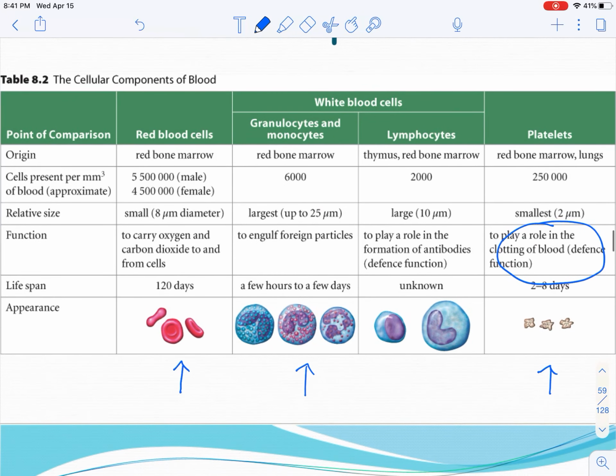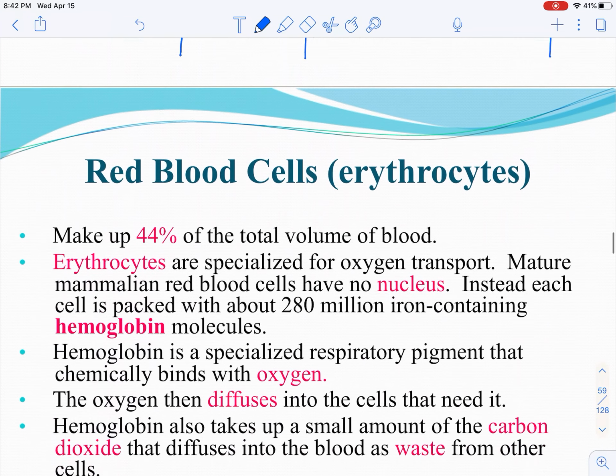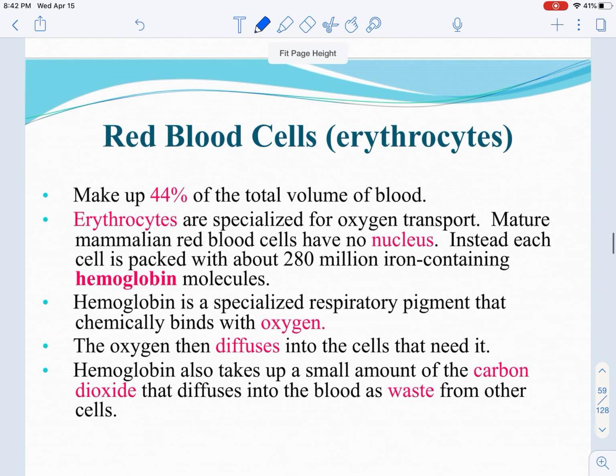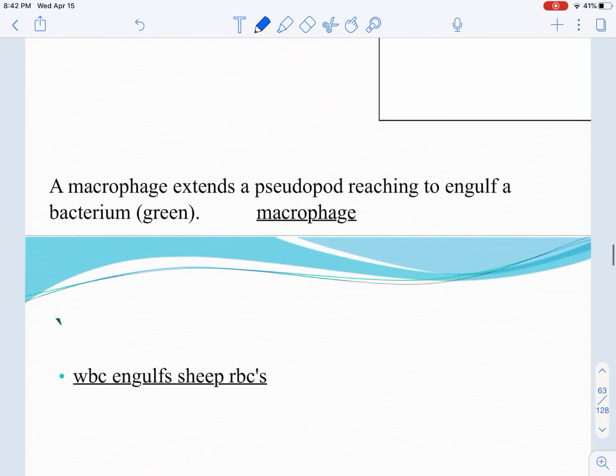Reds, though, they carry oxygen and carbon dioxide, and they are very obviously the most numerous. So we're talking about an average of 4 or 5 million red blood cells in your body. The other name for red blood cells is erythrocytes, and the reds are 44% of your blood volume.